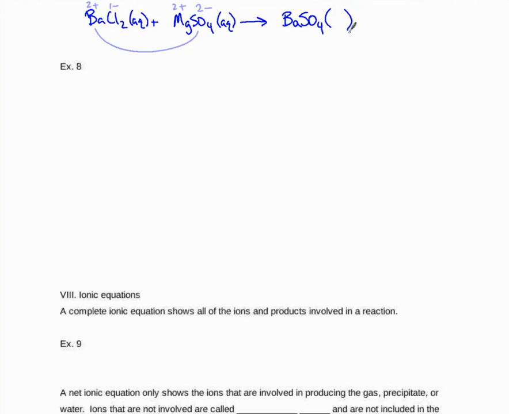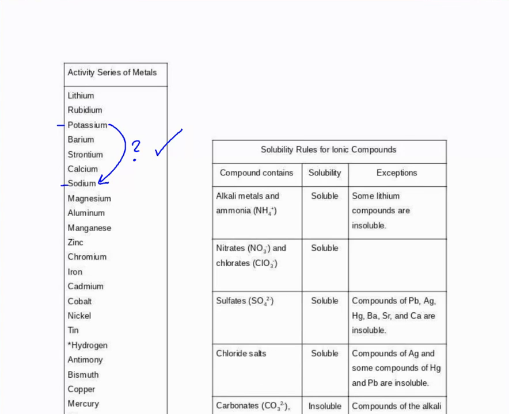So I want to know what state this is going to be in. I have to check its solubility. Is this going to be aqueous or is it going to be solid? To figure this out, I have to flip to page 11. Page 11 has the activity series, but it also has this box, this table that says solubility rules for ionic compounds.